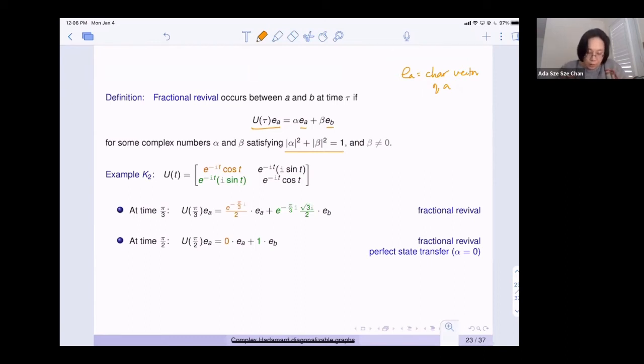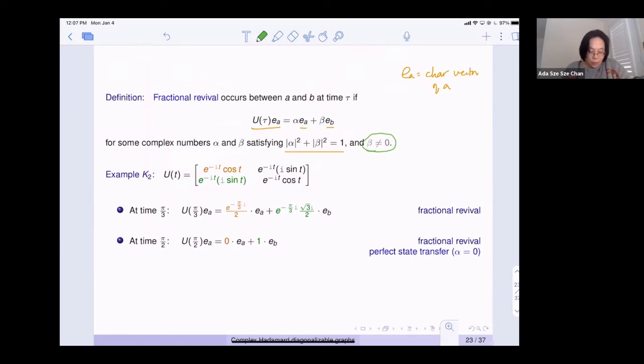I'm going to throw in an extra condition here. Because if beta is equal to 0, then we're really looking at U(tau) e_A equals alpha times e_A. So B never plays a role. So we say that the walk is periodic at A, and I don't want to look at that. Xiaohong talked about fractional revival in her talk, and I think she calls this proper fractional revival if beta is non-zero. But I'm just going to assume that beta is non-zero in this talk.